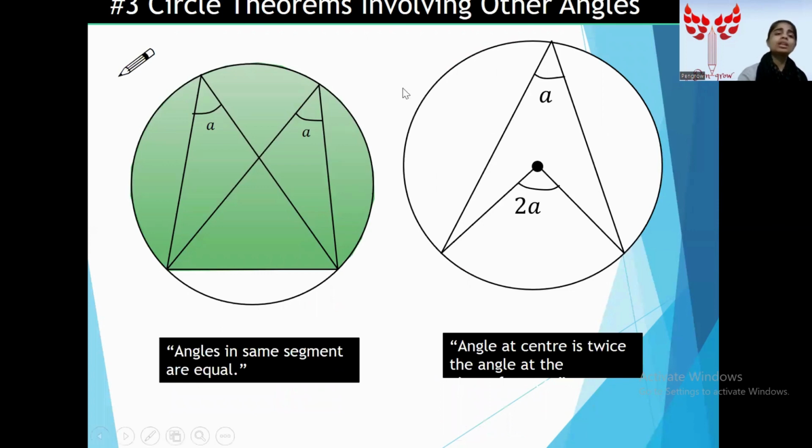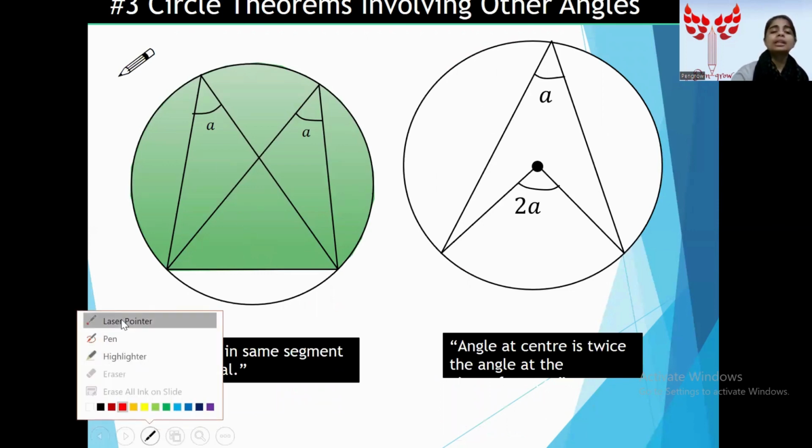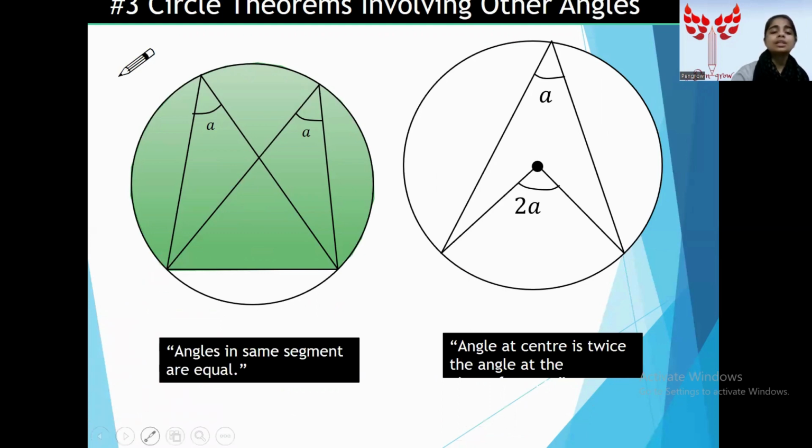Okay. Angles in the same segment, they're equal. What do I mean by the same segment? See, we discussed previously that since both of these are coming from the same two points, this is forming a segment. This is a segment, right? And these angles are being formed in the same segment. So this angle is equal to this angle.